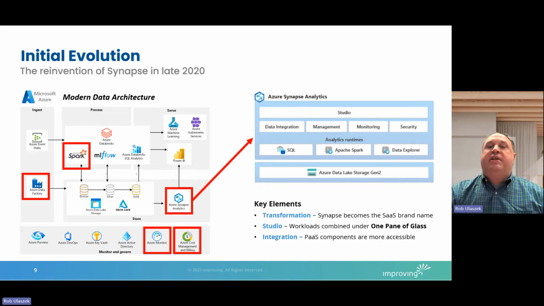Each of the PaaS components had their own interface and method of operation. So a big part of the reinvention was the introduction of the studio concept. Instead of having to use tools in isolation, Synapse brought most of them together under one pane of glass, with the goal of making them more accessible and easier to use. The red boxes in the diagram are the components that are combined to create Synapse. This is a very good start, but over time, Microsoft realized they could make something even better if they added other components like Power BI, Azure Data Lake Storage, and Delta Lake. This prompted the next evolution that created Fabric.